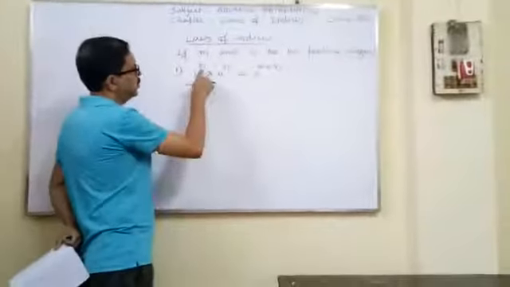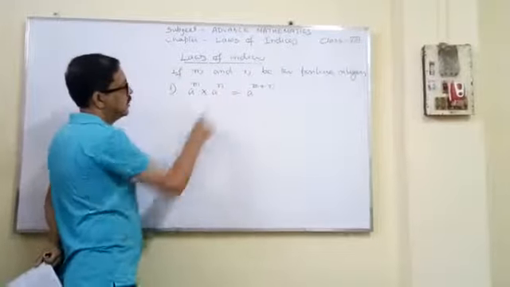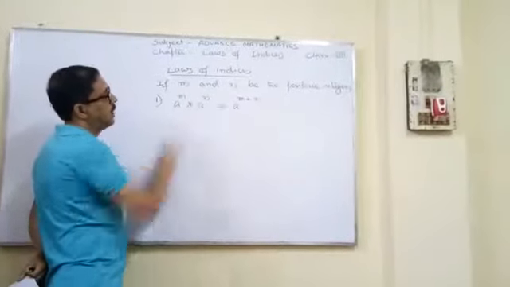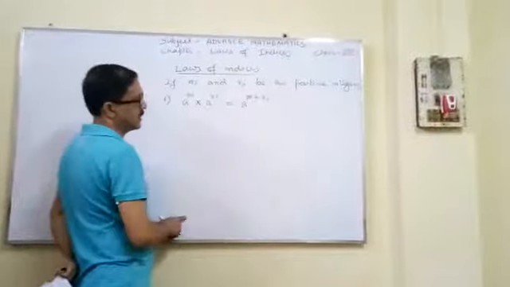What do you mean by a to the power n? It is a continued product of a up to n factors. Then if we multiply both, we get a to the power m plus n.